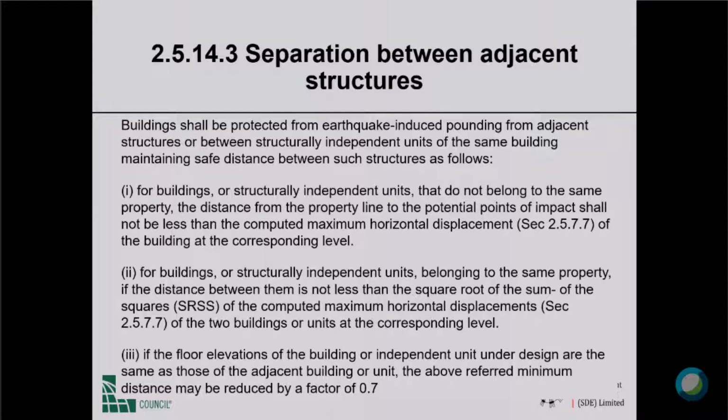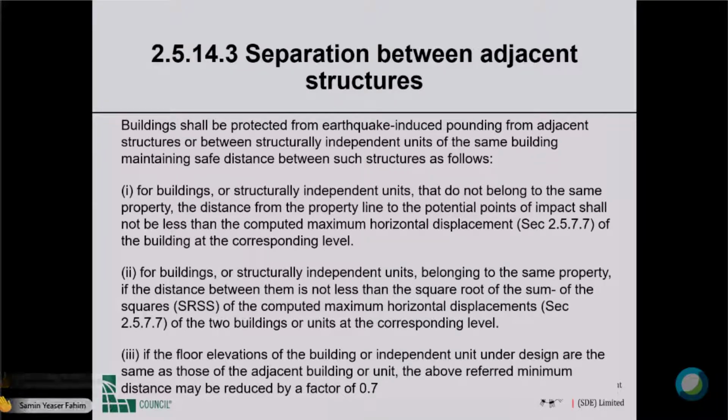Okay, so if two properties belong to two different owners, we hardly allow the buildings to touch each other. The separation distance now is the arithmetic sum of the computed deflections. If the two buildings belong to the same owner, we would allow a shorter separation distance, which is the square root of the sum of the squares of the computed deflections, because now we don't mind the two buildings touching each other, provided the damage is not unacceptable. Okay, so that's what that is, and this is the same as in ASCE 7.